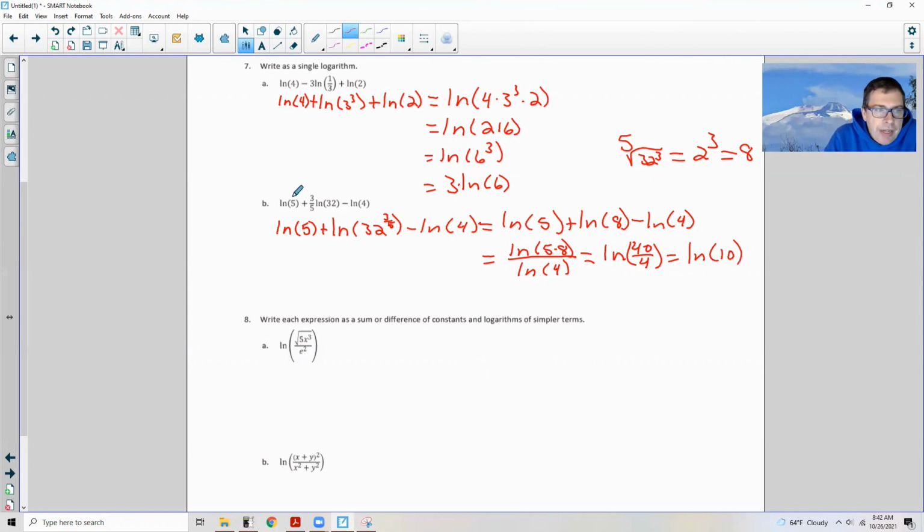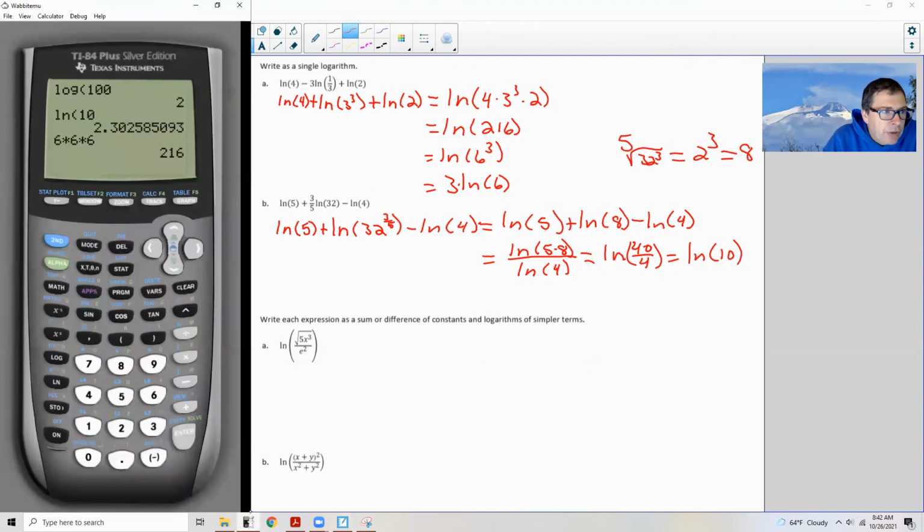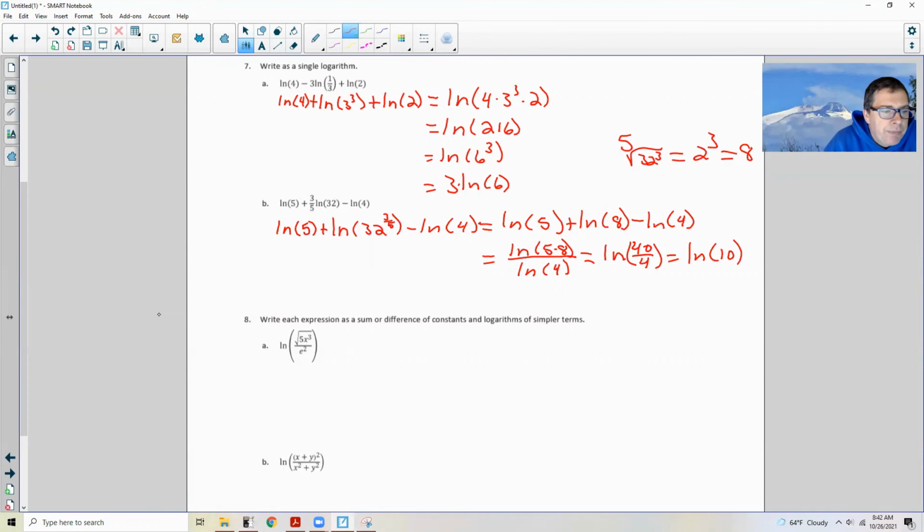All right, so the natural log of 5 plus 3/5 the natural log of 32 minus the natural log of 4 is simply the natural log of 10. You can plug that in your calculator, get an answer, and check. What is the natural log of 10? We just did it, 2.30258. So if I plug all this in my calculator, you should get 2.3025 or 6 rounding.